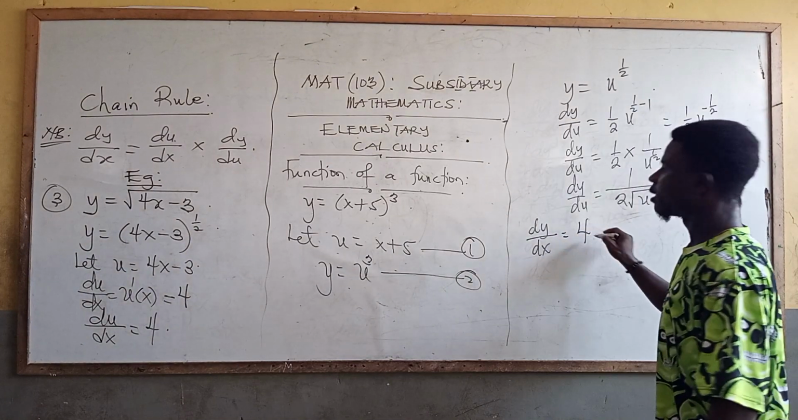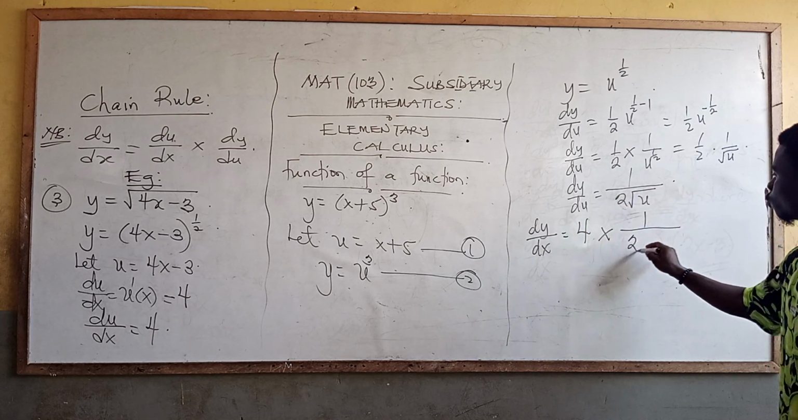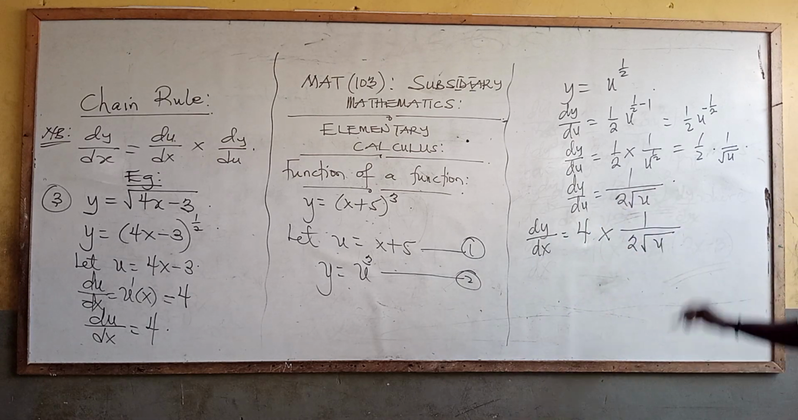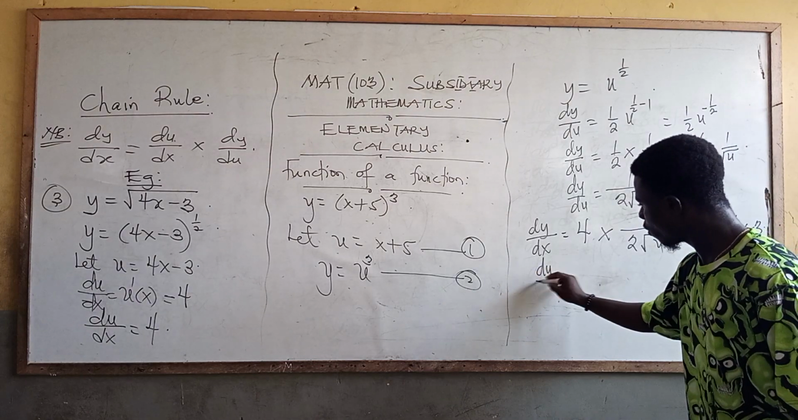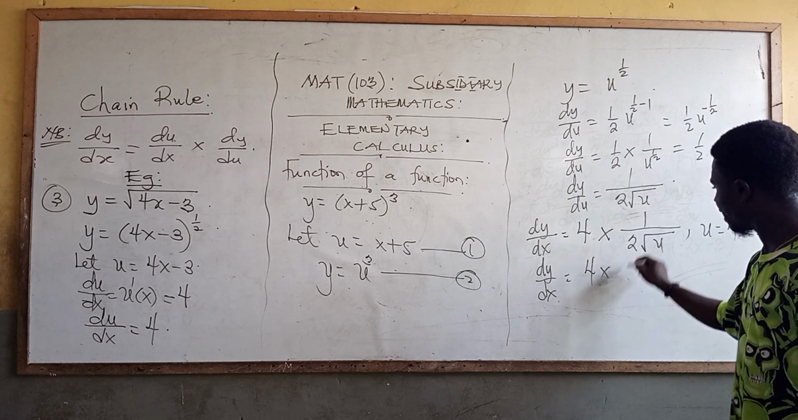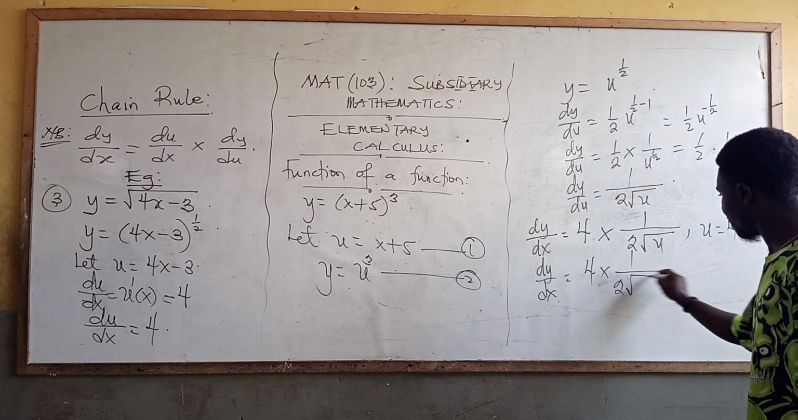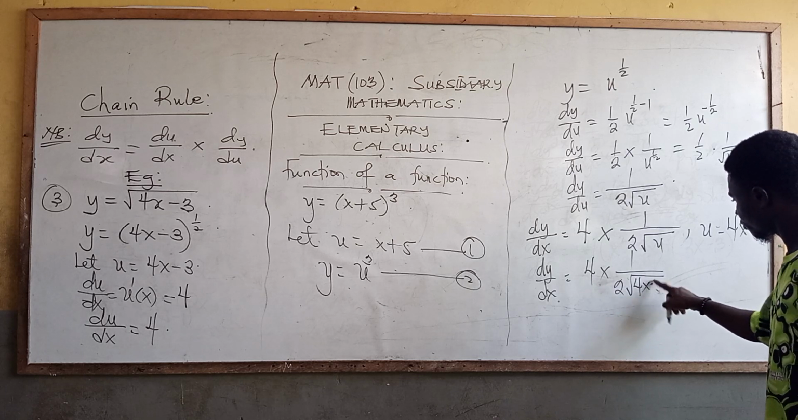4 times dy over du is what? 1 over 2 square root of what? U, where my u is 4x minus 3. So we get dy over dx to be equal to 4 times 1 over 2 times the square root of 4x minus 3.